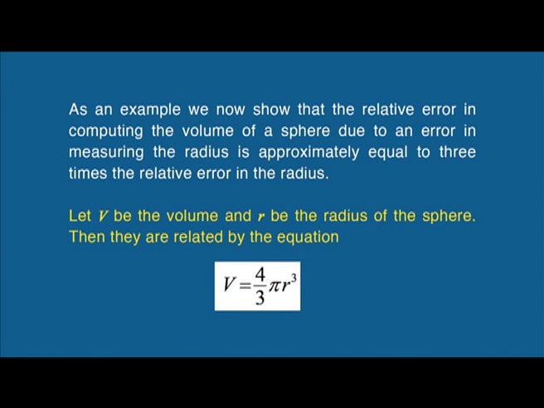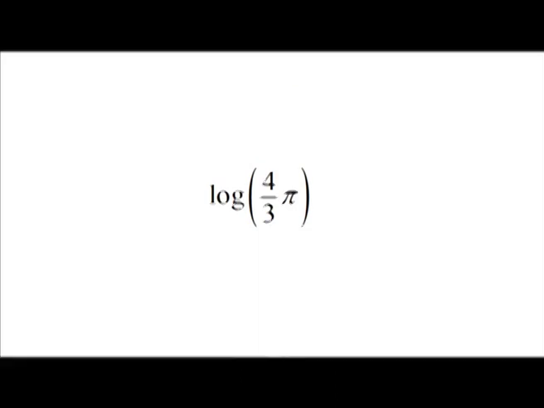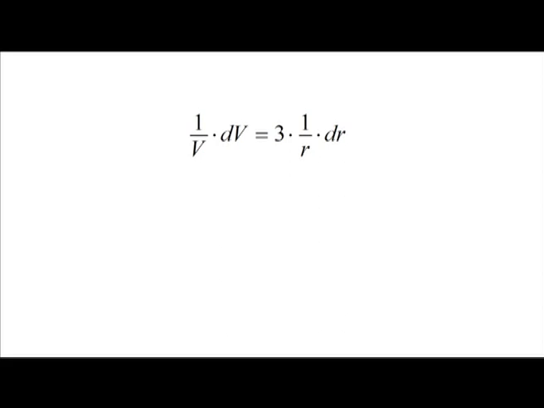Taking logarithms on both sides, we obtain log V is equal to log of 4 by 3 pi plus 3 log r. The differential of a constant is 0. Hence, the differential of log of 4 by 3 pi is 0. Thus, taking differentials, the above equation yields 1 by V times dV is equal to 3 times 1 by r dr, which is dV by V is equal to 3 times dr by r.